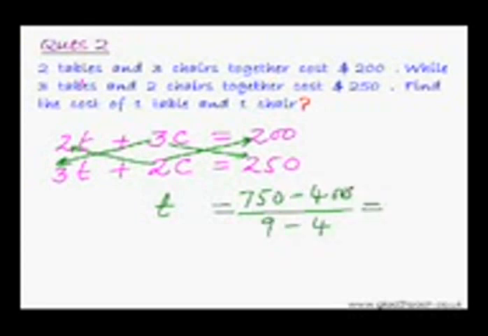So 750 minus 400 is 350 and 9 minus 4 is 5. 5 7 times is 35 and 0 times is 0. So that means the cost of the table is $70.